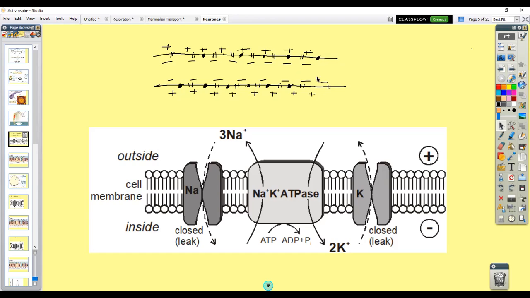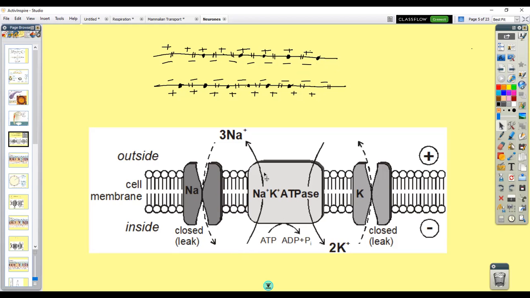So it could mean that the outside is plus 150 and the inside is plus 80. So it's more positive than the inside of the axon. Okay, and that's brought about by the sodium and potassium channels being closed. Now some do leak slightly, but mainly they're closed.